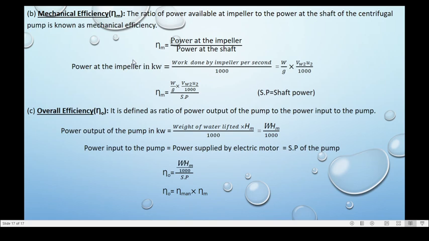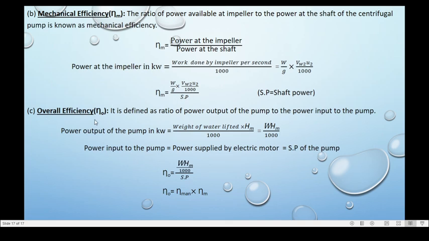Next is the mechanical efficiency. So what is mechanical efficiency? The ratio of power available at the impeller to the power at the shaft of the centrifugal pump. So the power available at the impeller, you have seen, is W by g into Vw2 U2 by 1000, and the power at the shaft is your shaft power.